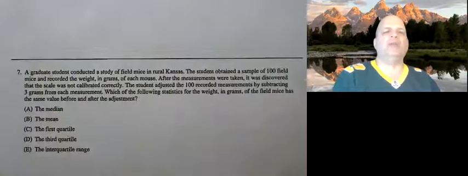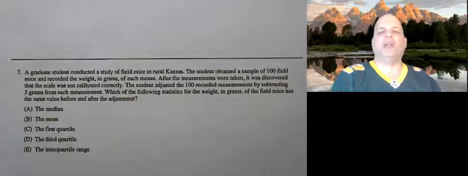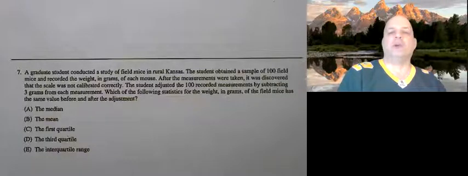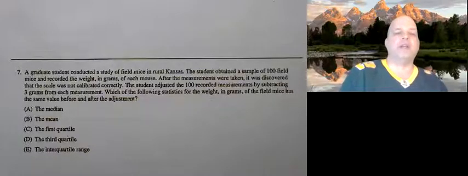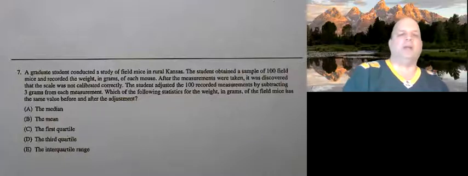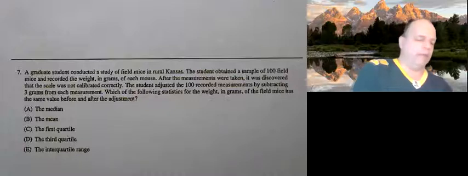Number 7, a graduate student conducted a study of field mice in rural Kansas. The study obtained a sample of 100 mice and recorded the weight in grams of each mouse. After the measurements were taken, it was discovered that the scale was not calibrated correctly. The student adjusted the 100 recorded measurements by subtracting 3 grams from each measurement. Which of the following statistics for the weight in grams of the field mice has the same value before and after the adjustment?